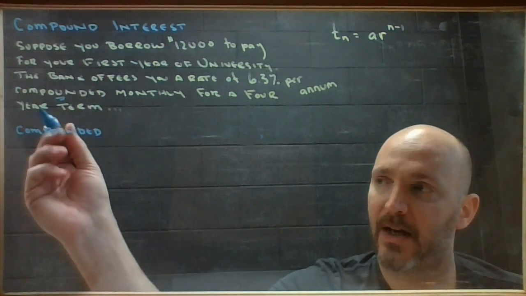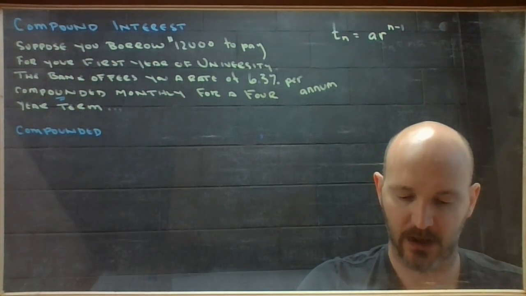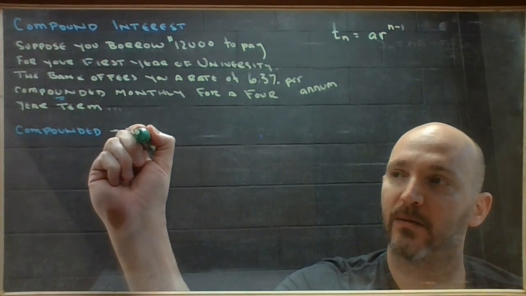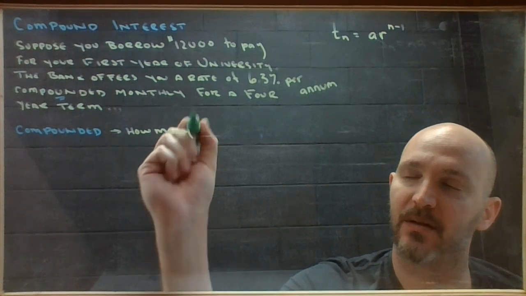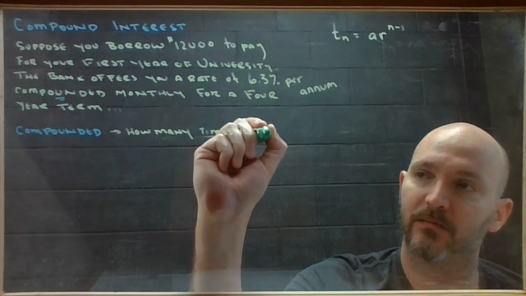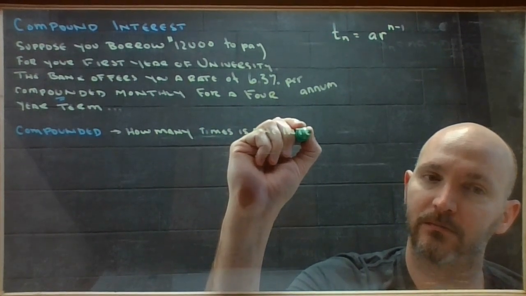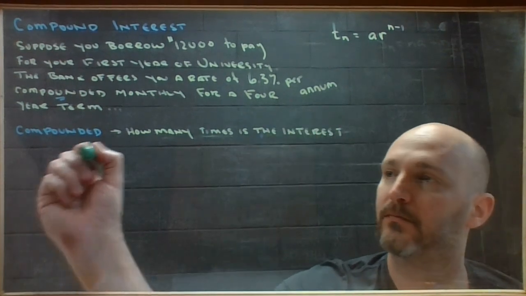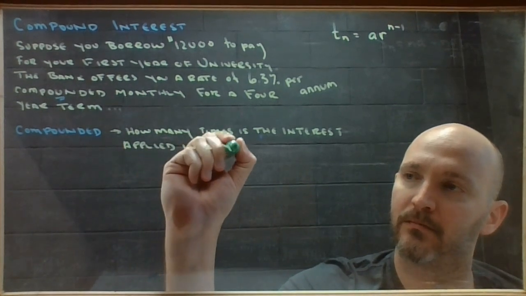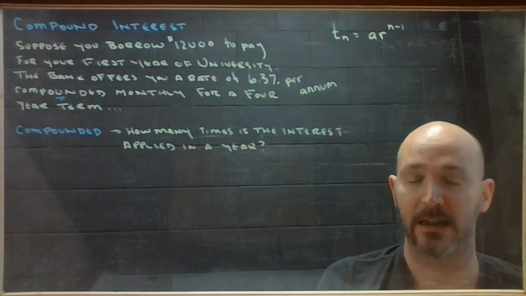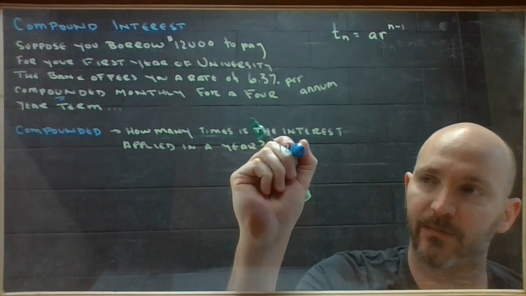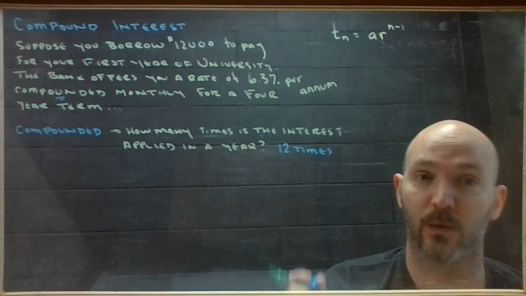So first off, compounded is the number of payments you make in a year. So how many times is the interest applied in a year? In this case, if it's compounded monthly, that means it's applied 12 times in 1 year.